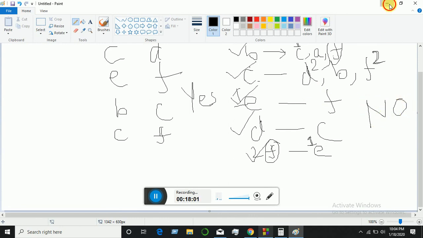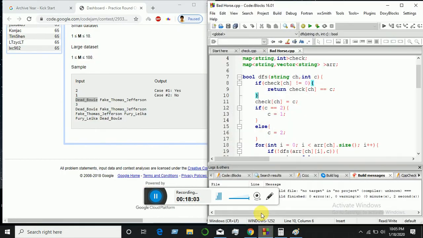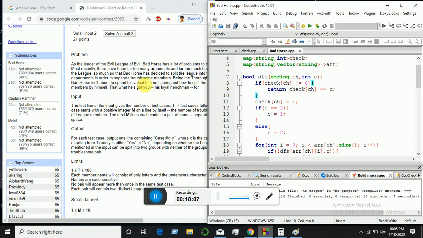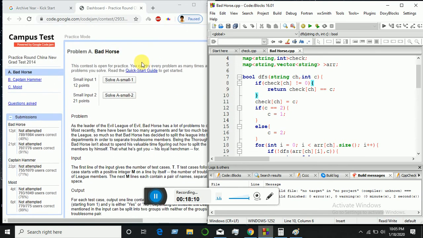Now hopefully you fully understand what I discussed. It will be helpful to do the code.